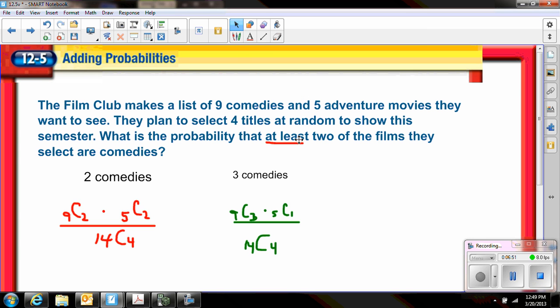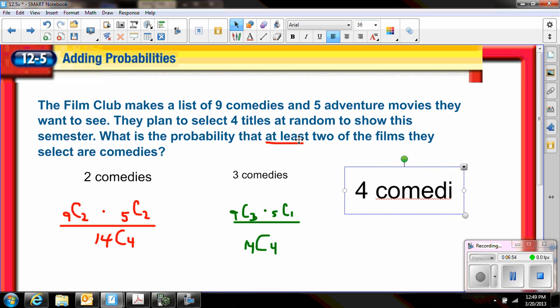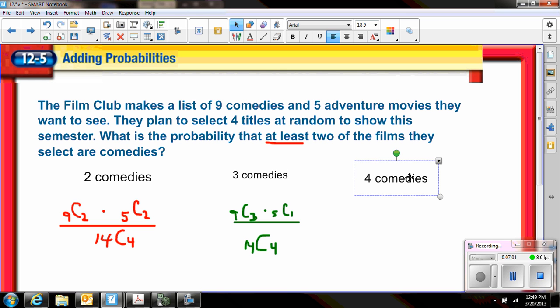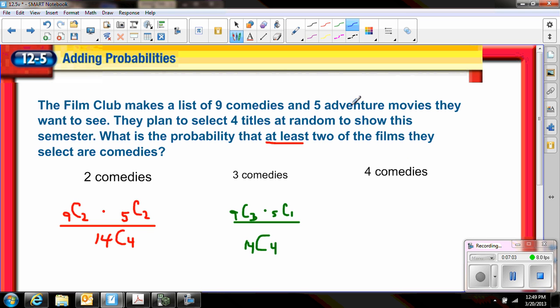Now again, because of that "at least," I have one more situation. And that situation would be, what if I have 4 particular comedies in this semester? I start on the bottom. There are 14 total movies. I am choosing 4 of them. There's 9 different comedies, and of those 9 comedies, I want all 4 of them. Which means, of the 5 adventure movies I was having, I now want 0.